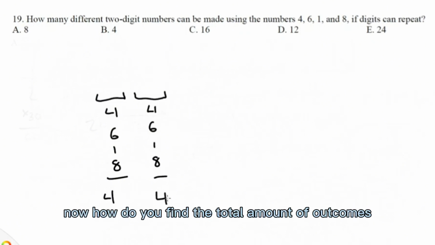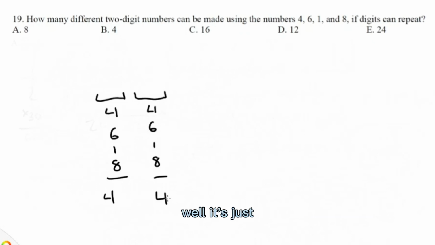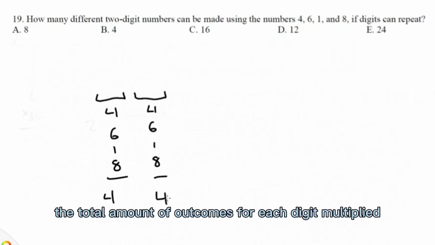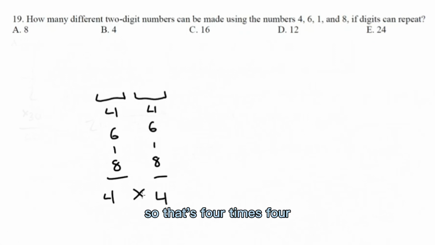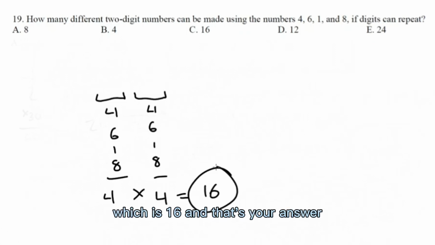Now, how do you find the total amount of outcomes? Well, it's just the total amount of outcomes for each digit multiplied. So that's 4 times 4, which is 16, and that's your answer.